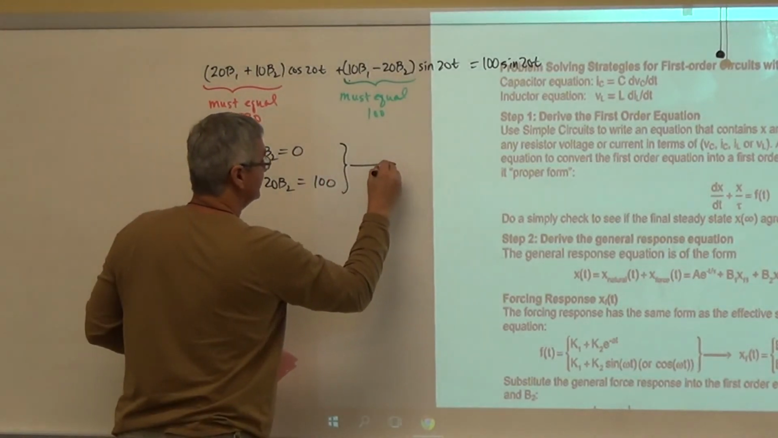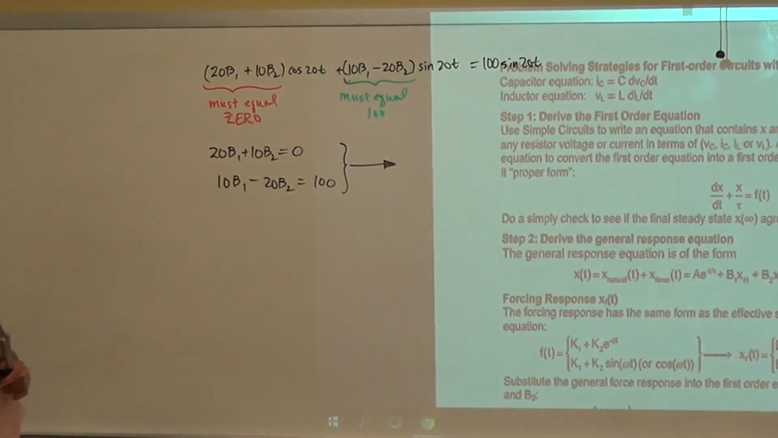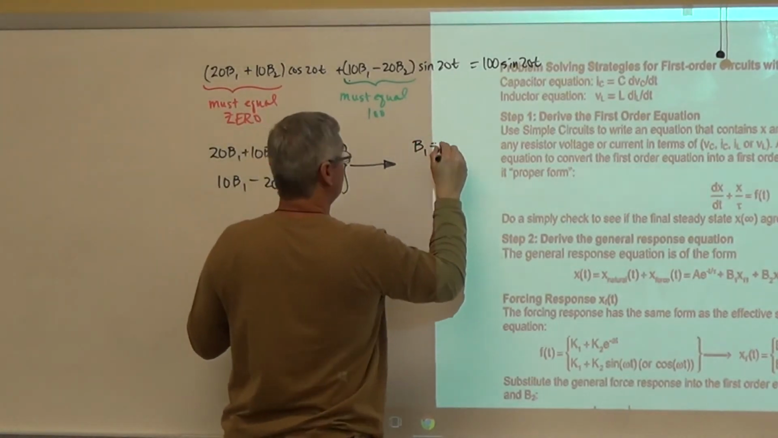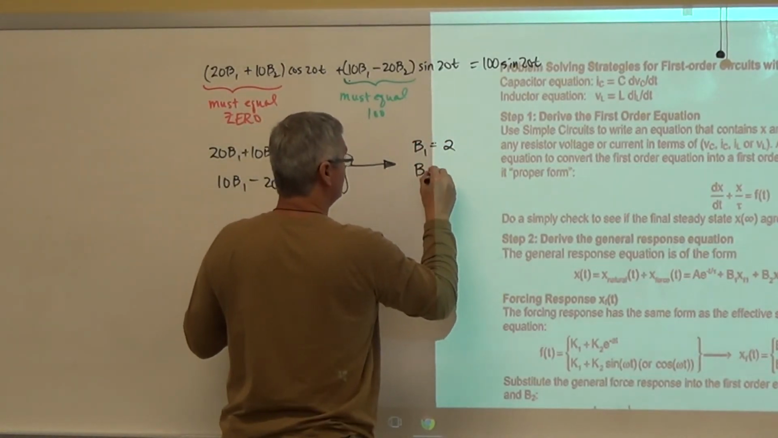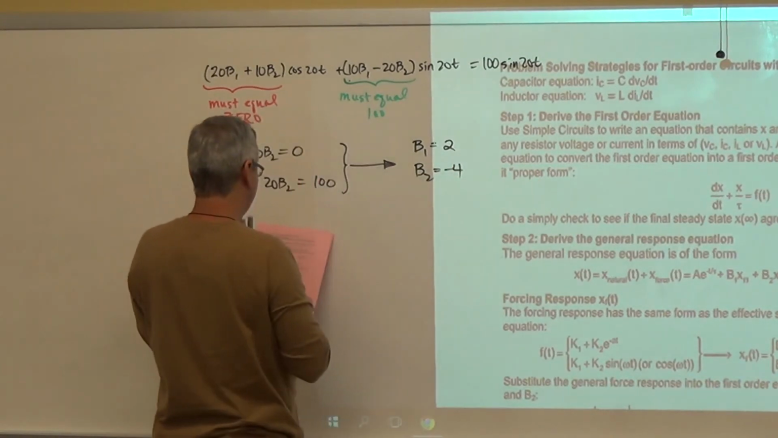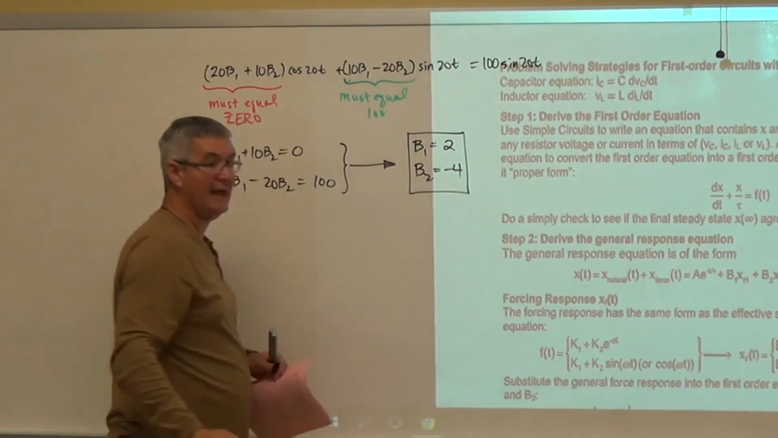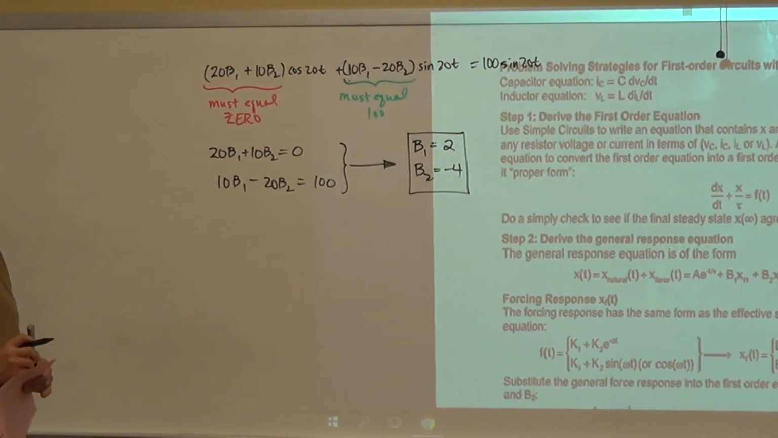This is a very nice equation compared to what we've been seeing here. And so what I get here is that b1 is equal to 2, b2 is equal to minus 4. Okay? So now I have my constants b1 and b2.